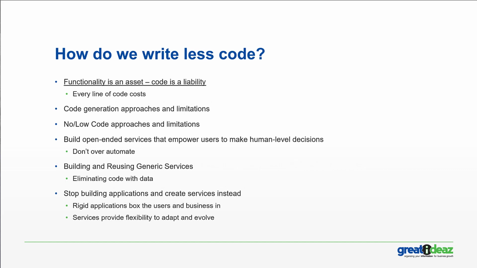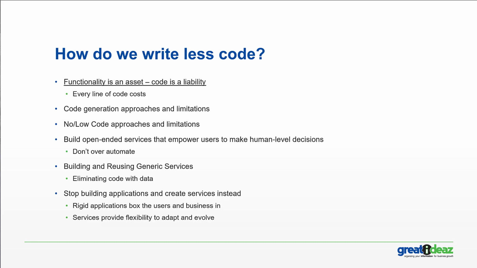The next question we need to ask is, how do we write less code? So for a software developer, the idea of less code, we don't want to write code. I was watching an architecture video a few years ago, and a quote that struck me, and I'm paraphrasing here, is that functionality is an asset, code is a liability.